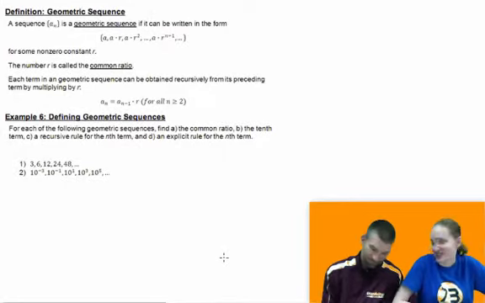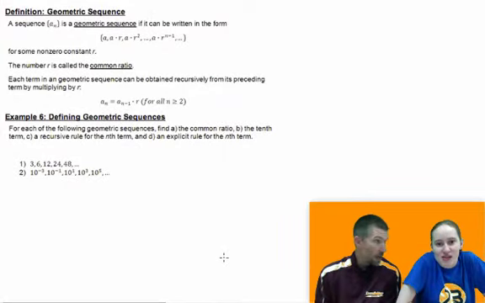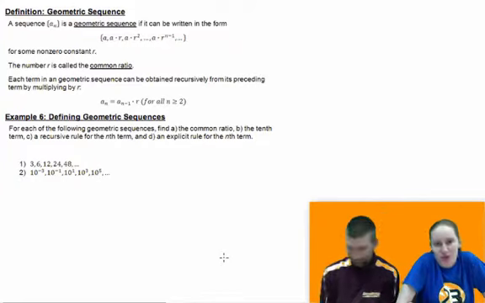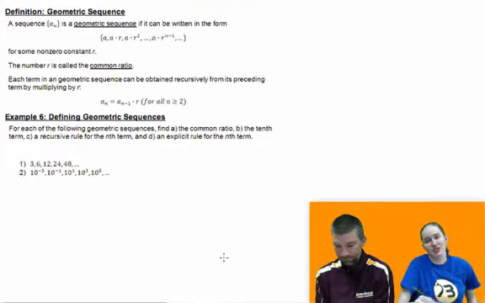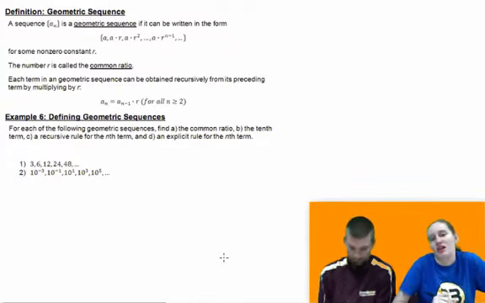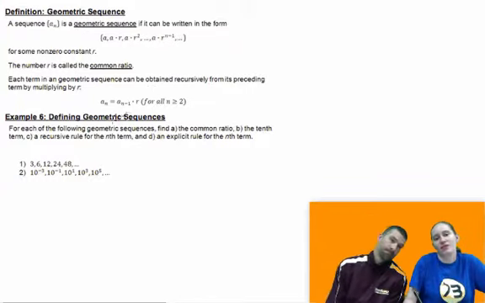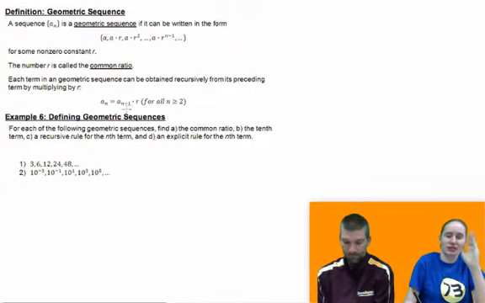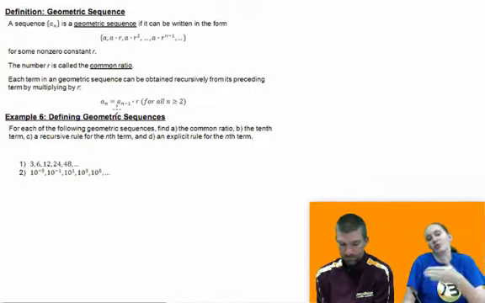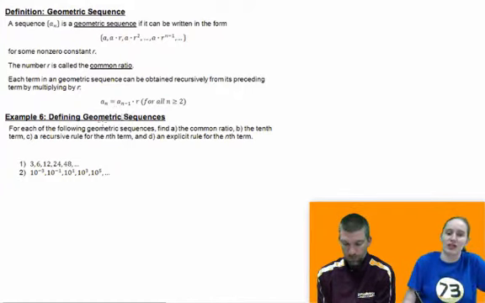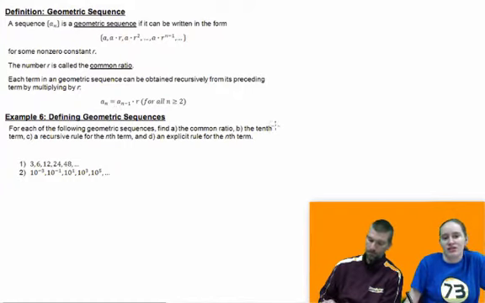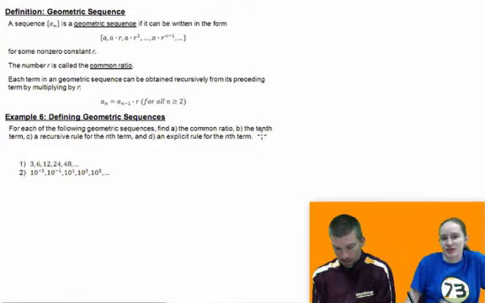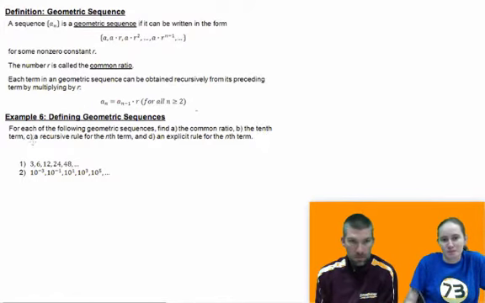Geometric sequence. Hey, instead of adding or subtracting, we're going to now multiply. We're going to multiply by something called the common ratio. And so this time for our recursive formula, it's simply the previous term times whatever the common ratio gives you the next term. So we're going to do what we did on the last problem, except instead of common difference, we're doing common ratio.